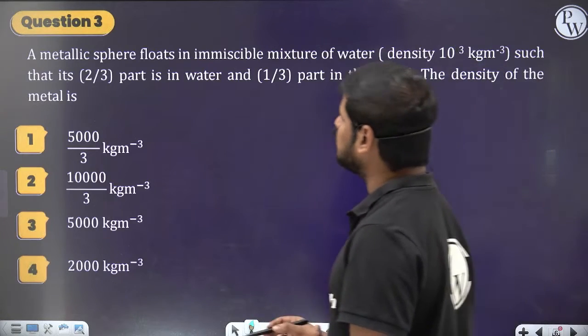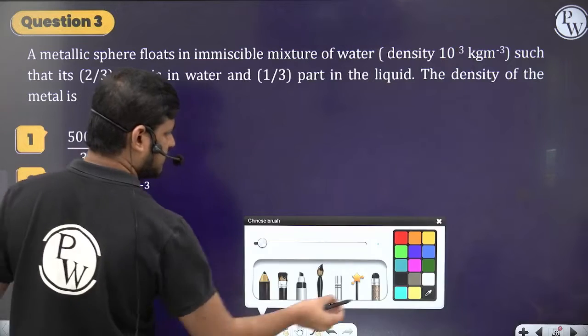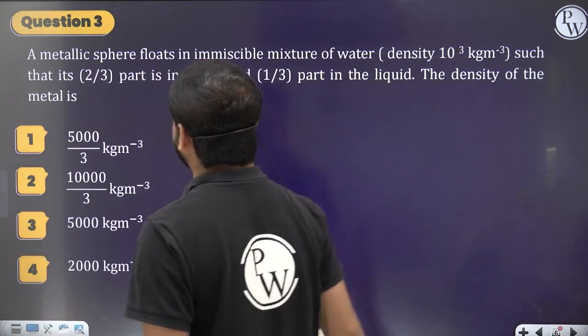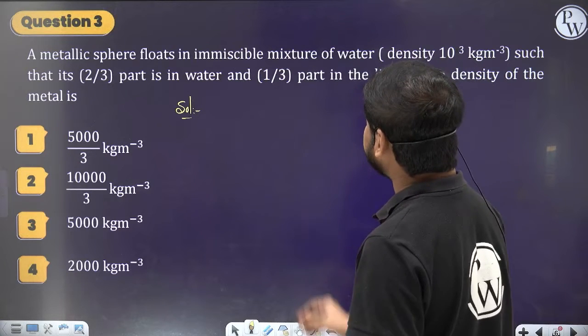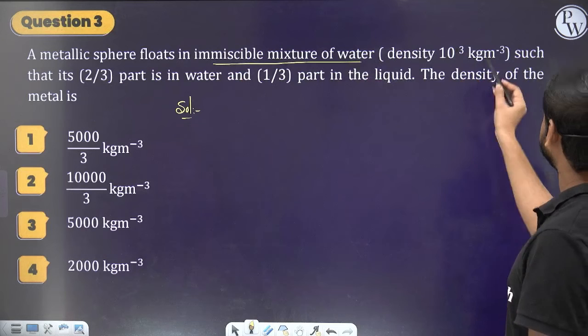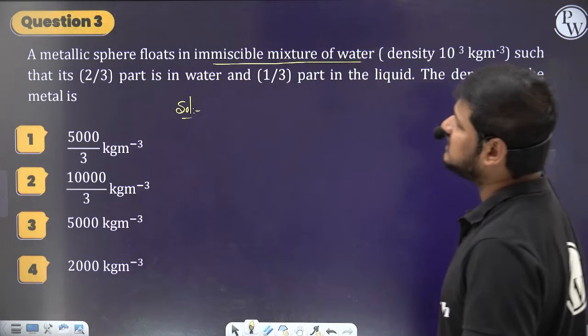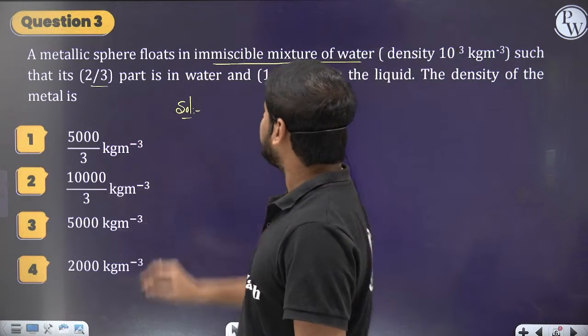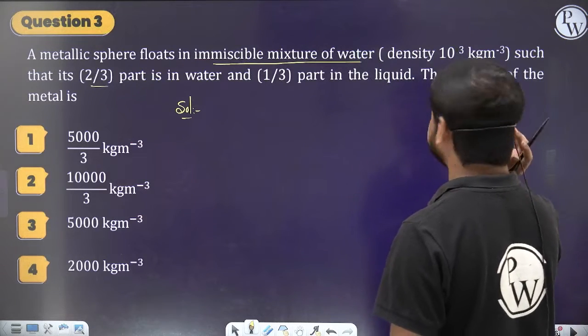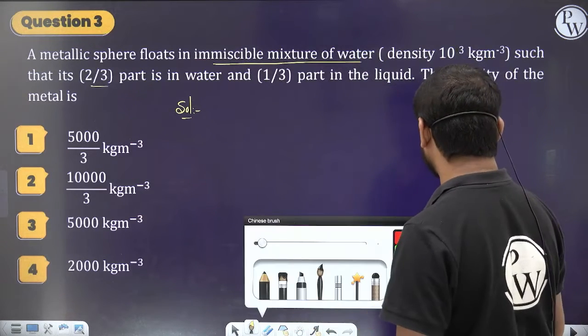We have one more question, so try to solve this question on your own. First read the question. What does the question say? A metallic sphere floats in an immiscible mixture of water, density 10 to the power 3 kg per meter cube, such that its 2/3 part is in water and 1/3 part is in the liquid. So they are asking what is the density of the metal.